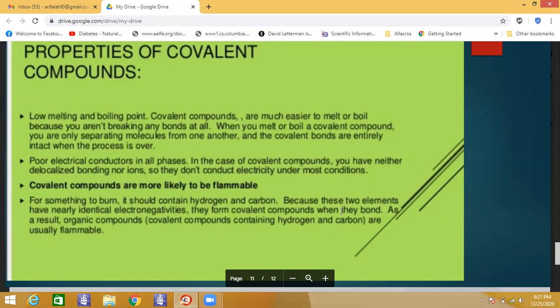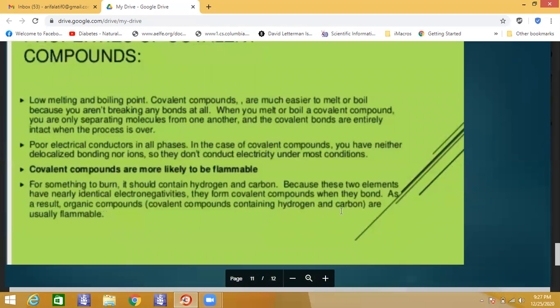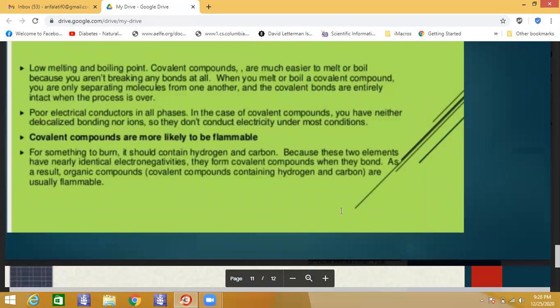The covalent compounds are more likely to be flammable, because on burning they contain nitrogen and carbon. Most of the compounds, like organic compounds, contain covalent bonds, because carbon and hydrogen have nearly identical electronegativities. They form covalent compounds. So when they bond, as a result, organic compounds are formed. Organic compounds are mostly hydrocarbons and are usually flammable.